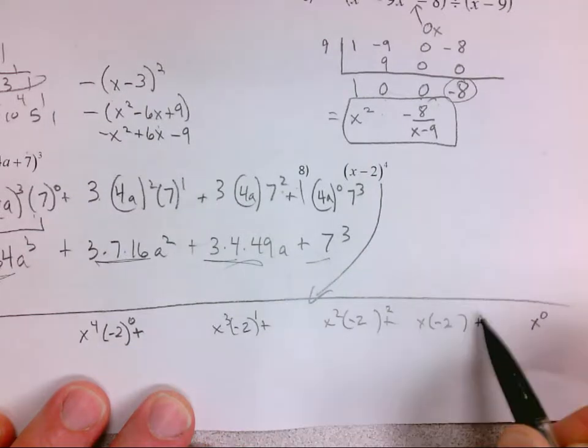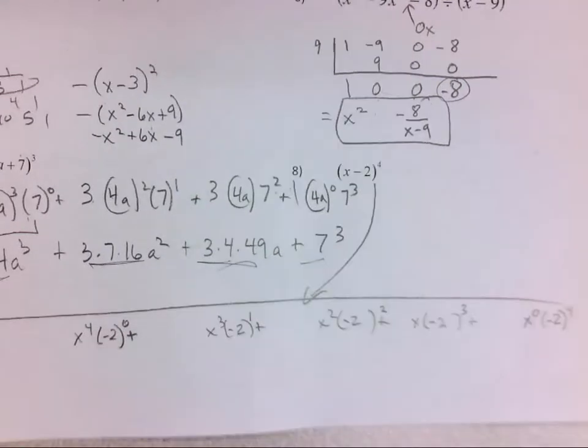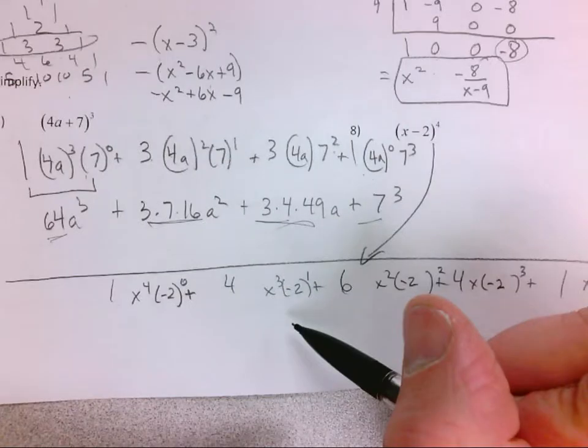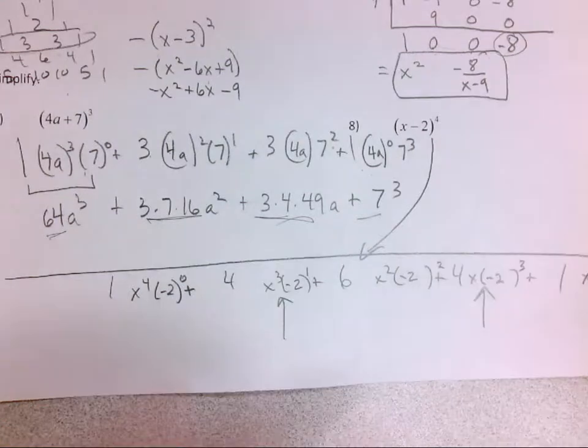1, 2, 3, 4, 5. 1, 4, 6, 4, 1. Now it's just a matter of simplifying. Be careful. These will all be negative. Any of the odd powers there of negative 2 are going to be negative because your quantity is negative.